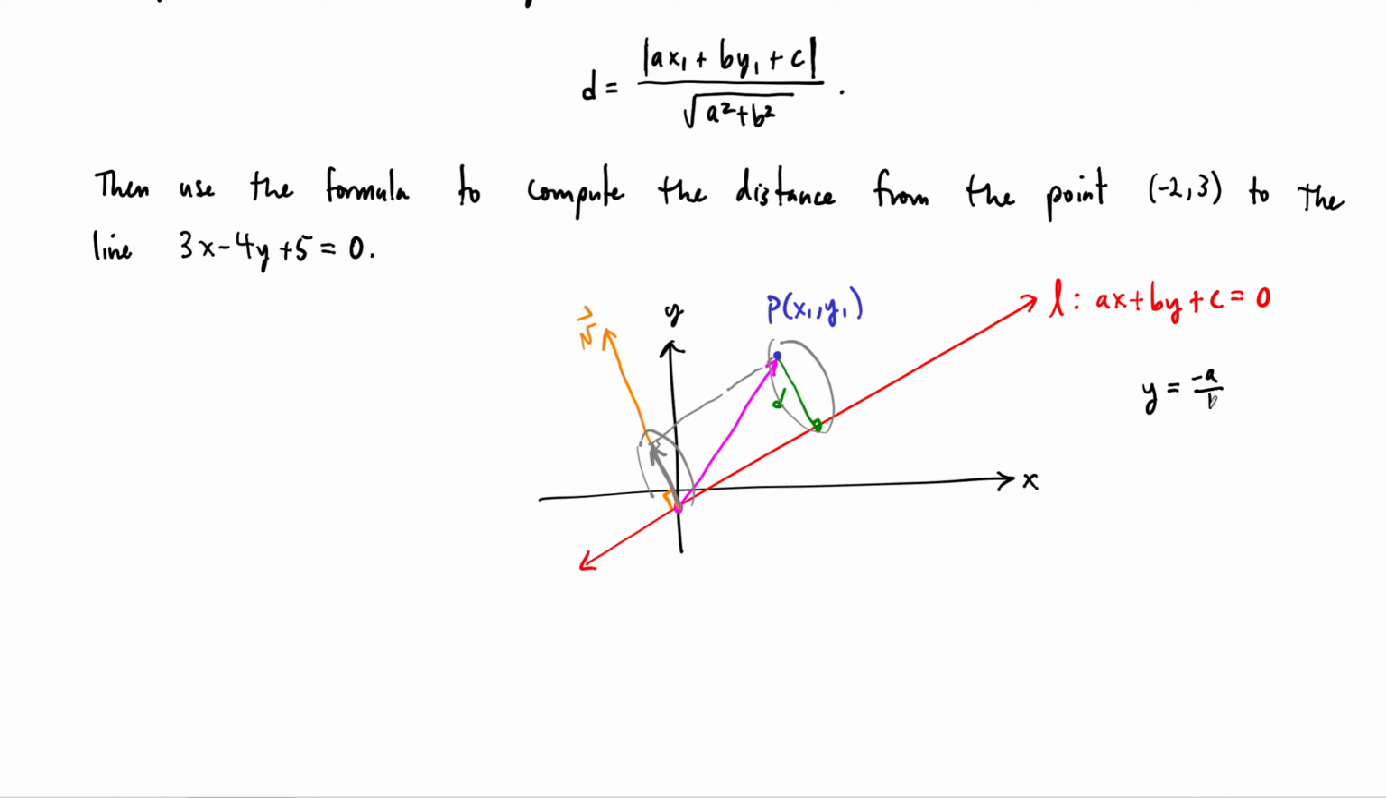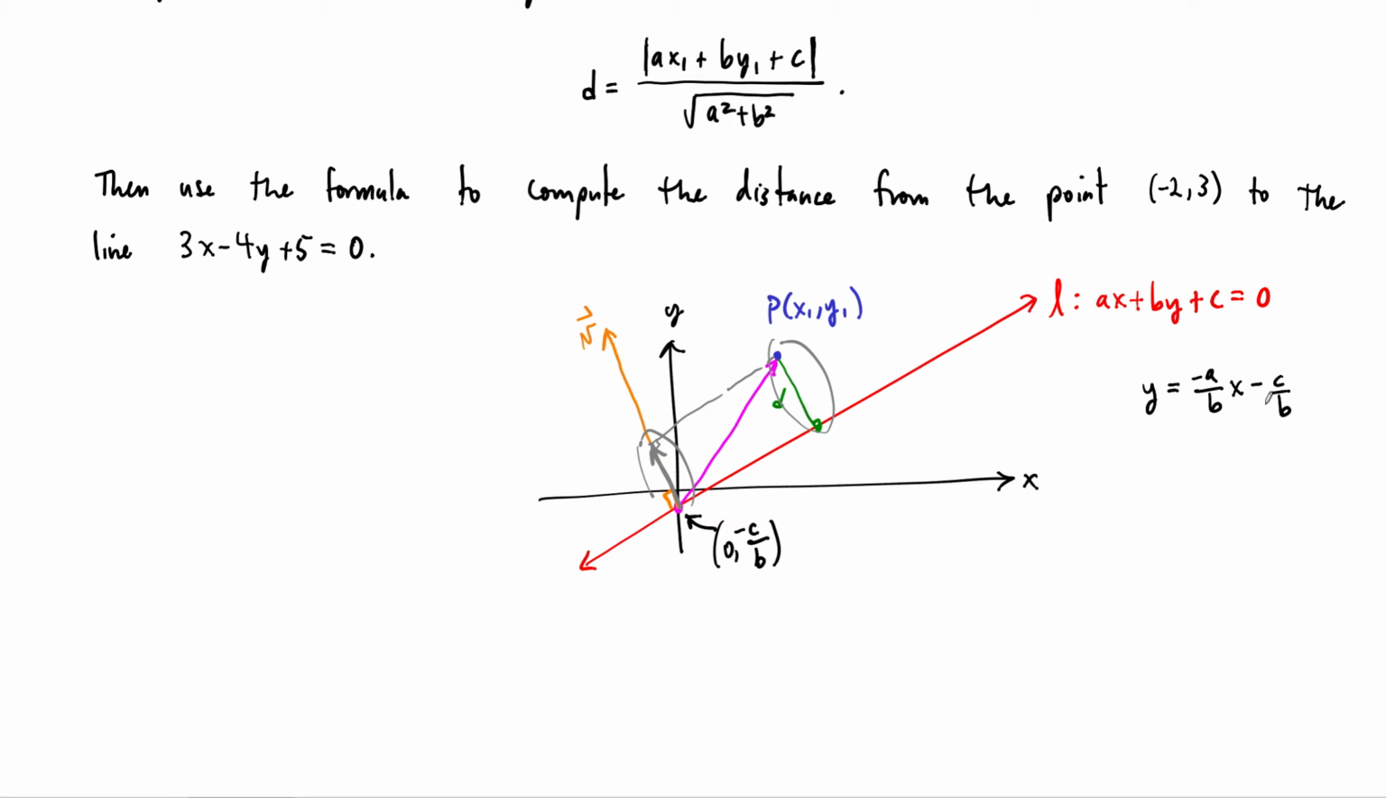Negative a over b x minus c over b. Okay, so this tells us two things. It tells us that the height at this point is negative c over b. So that's going to help us build this vector, right? The minus c over b, because that point then has coordinates 0, minus c over b.